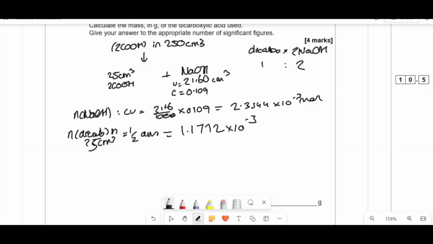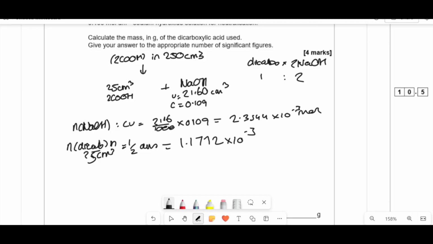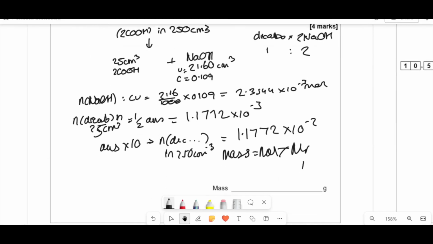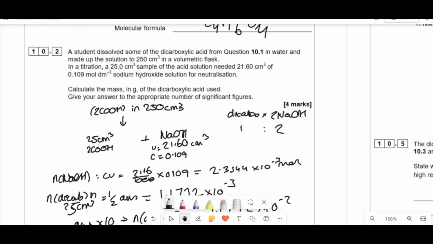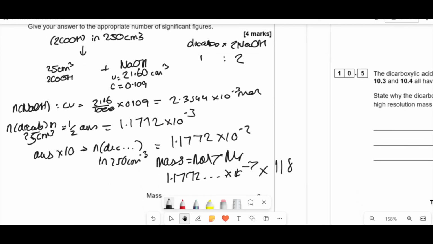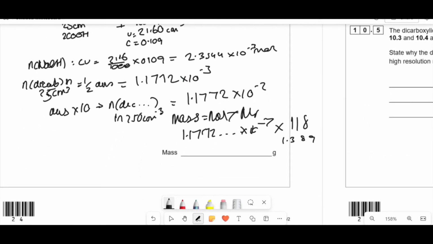But the question is asking the mass in the original thing, which is here. So we need to times our answer by 10 to get the moles of the dicarboxylic acid in 50 centimeters cubed, right? So that means the moles of this are going to be 1.1772 times 10 to the minus 2. Now, to find its mass equals moles times the MR, which is this answer that we just worked out, times the MR, which is the same one here, its MR of 118. And if we do that, we should get 1.389, but we want to keep the same number of significant figures as the question, so it's going to be 1.39.